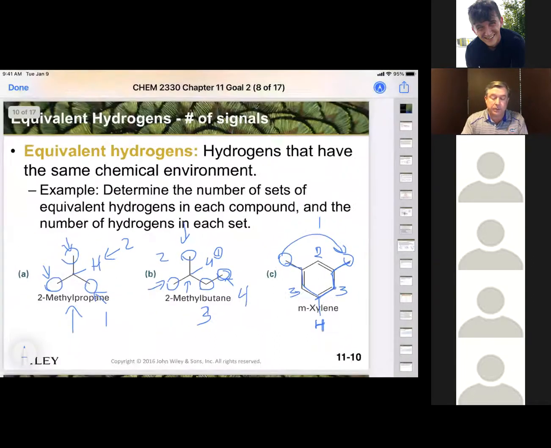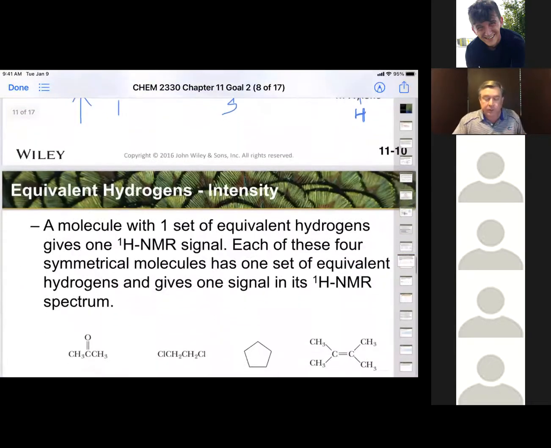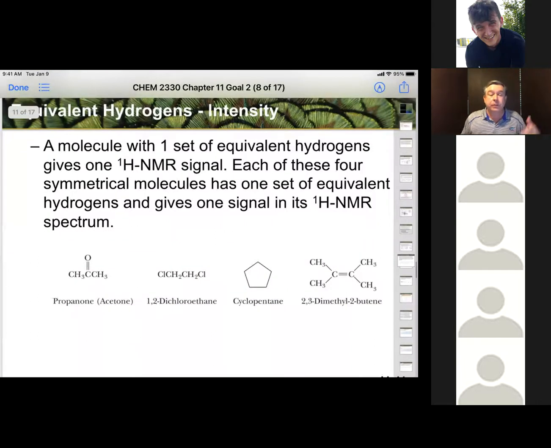So then we can also use that backwards by looking at how many peaks we have, and we can eliminate things that don't have the right number of different kinds of hydrogens. Okay. So spectroscopy is all about a puzzle. You look for evidence of things that are there, and you also look for evidence of things that aren't there, and you can do it.